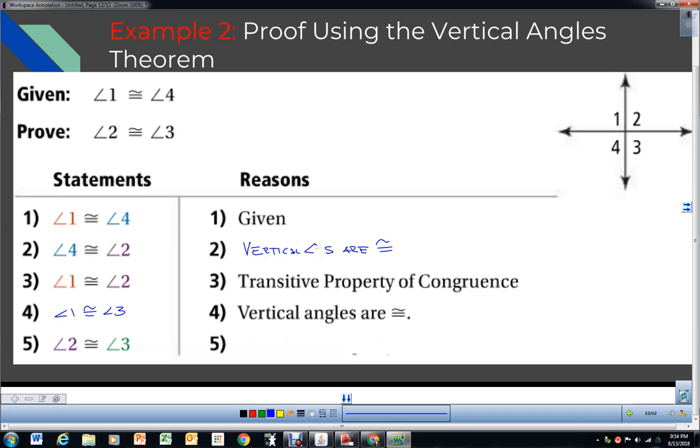And the reason is going to be the transitive property of congruence. The same thing right here, same thing as we substituted in. If these two are equal, then these two are equal. So this is transitive, so it's going to be written just like this one right here. Transitive property, and we can abbreviate property here, of congruence.